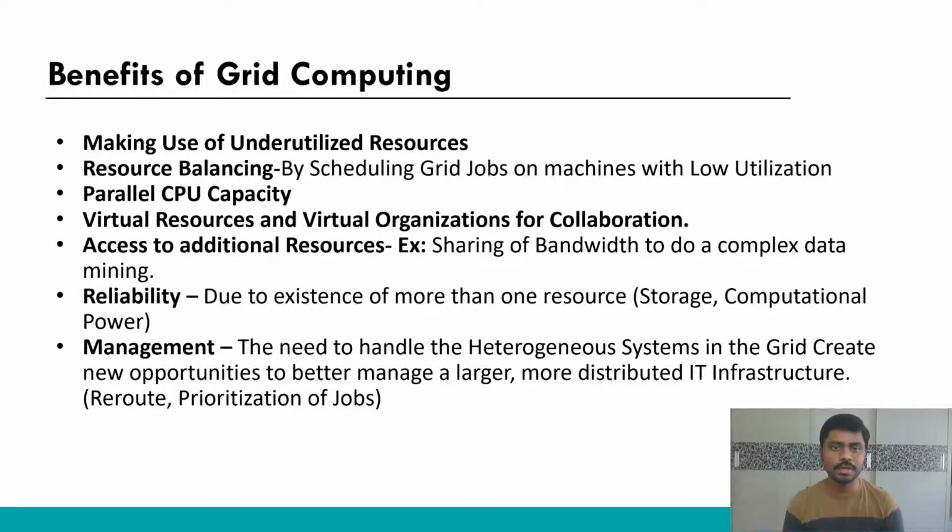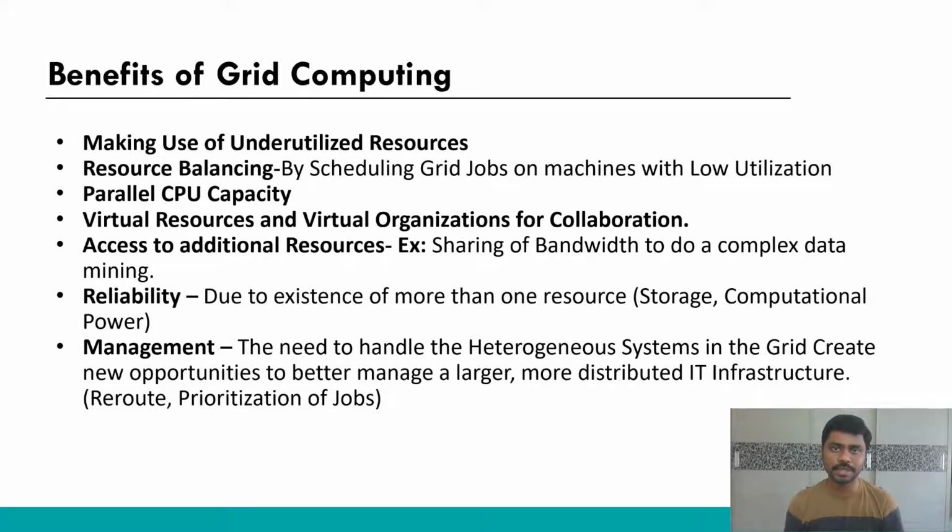So what does that mean? By scheduling grid jobs on machines with low utilization. This is also covered in our example where A alone is getting a lot of requests, as B and C are idle, we are scheduling the jobs to move some of the workload to B and C, so that you are making sure that the resources are utilized and also the job is managed. Then parallel CPU capacity. Actually these first 3 points are covered under types of resources, the computational resource sharing examples. There are three ways they can share their resources, right?